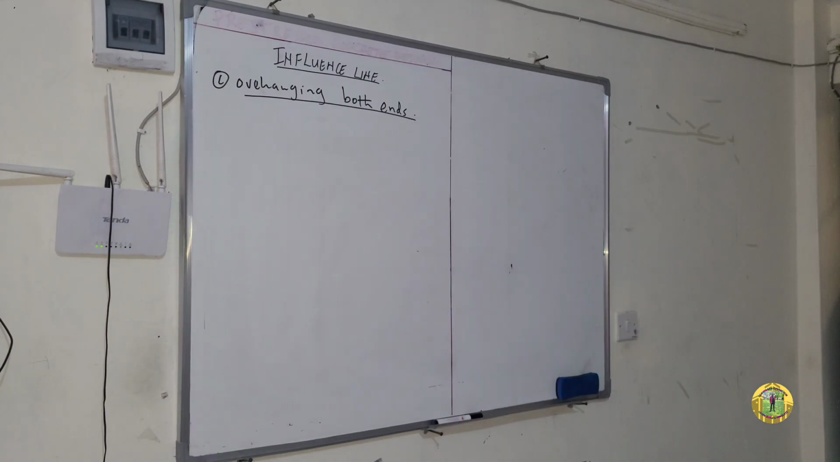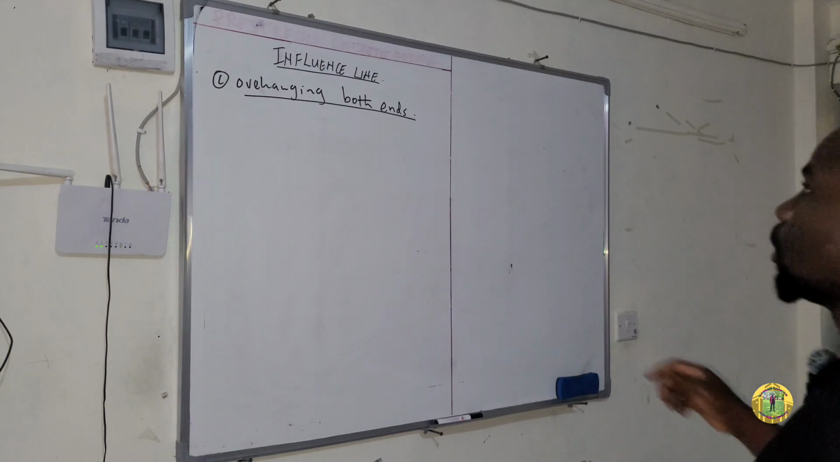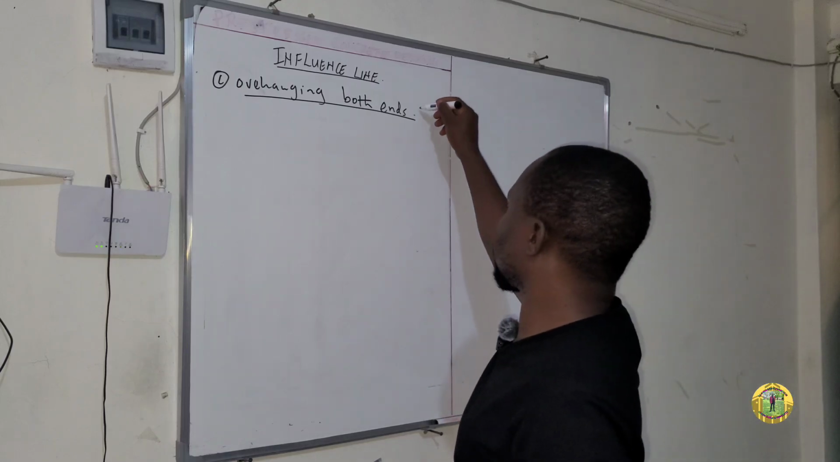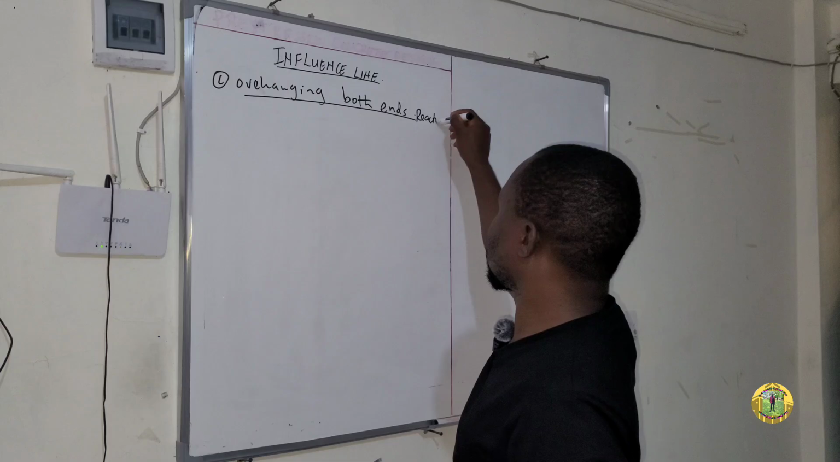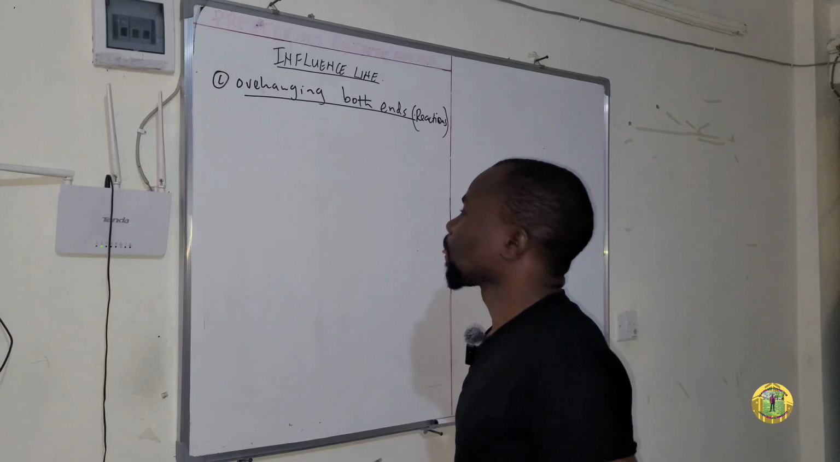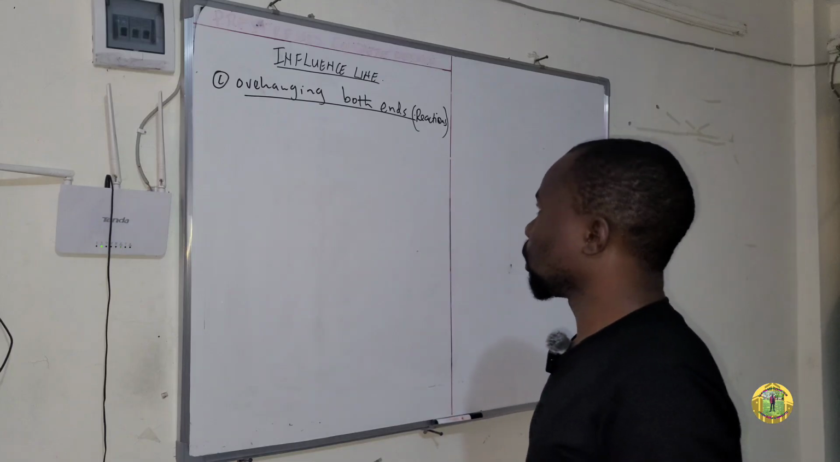So we have the last one for reaction. This is overhanging both ends. Remember, this is for reaction. So consider the beam shown below.